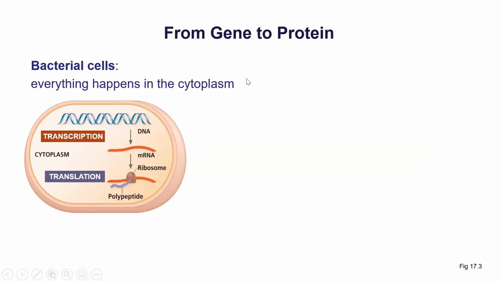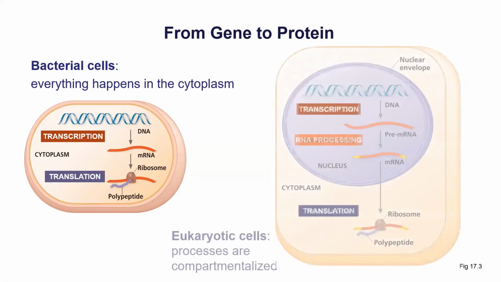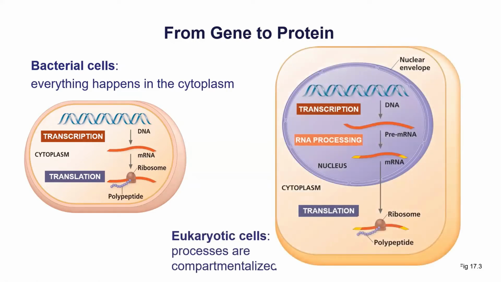So going back to our 2 cell types, right? We're talking about prokaryotic cells and eukaryotic cells. Sometimes I'll say bacterial cells instead of prokaryotic cells, because that's usually what we're talking about. Prokaryotic cells have no compartmentalization. So everything is done in the cytoplasm. All the DNA and RNA and protein stuff basically happens in the cytoplasm.